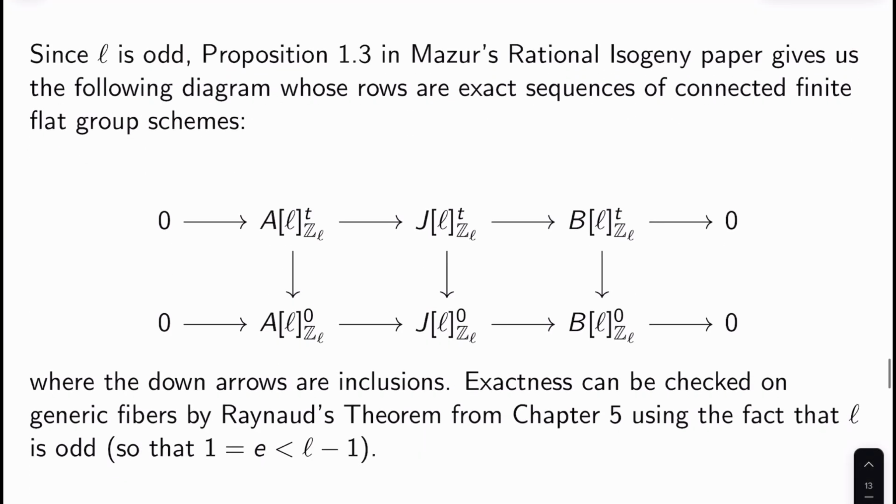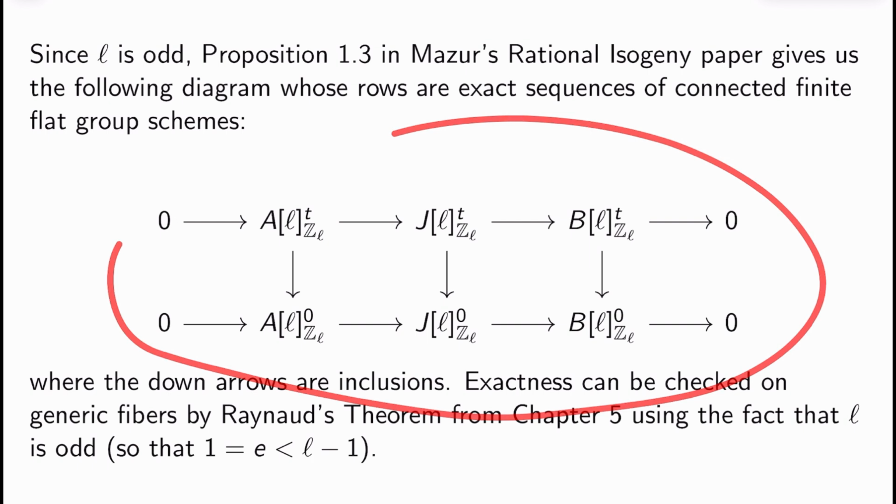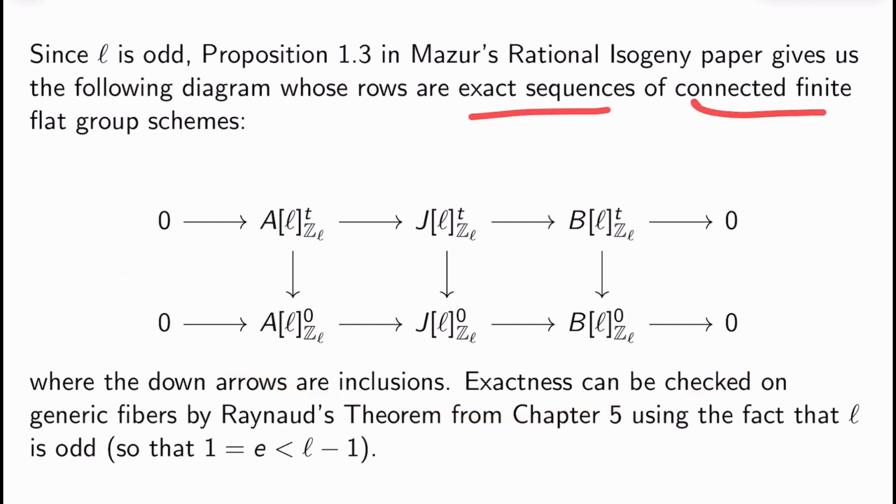Okay. Since L is odd, if you go to Mazur's rational isogeny paper and you look at proposition 1.3, you get a diagram, which I'll reproduce below here, whose rows are exact sequences of connected finite flat group schemes. And it looks like this. 0 to A[L]^{t} over Z_L, to J[L]^{t} over Z_L, to B[L]^{t} over Z_L, to 0. And then the bottom row is 0 to A[L]^{0} over Z_L, to J[L]^{0} over Z_L, to B[L]^{0} over Z_L, to 0. Where these down arrows here are inclusions.